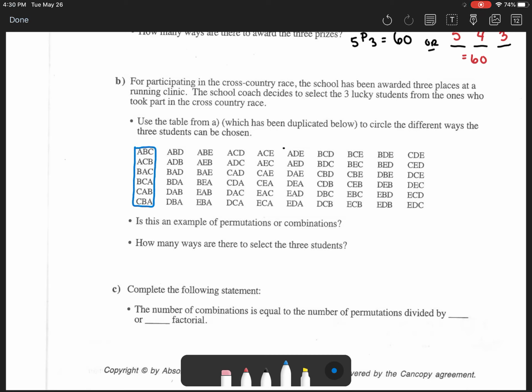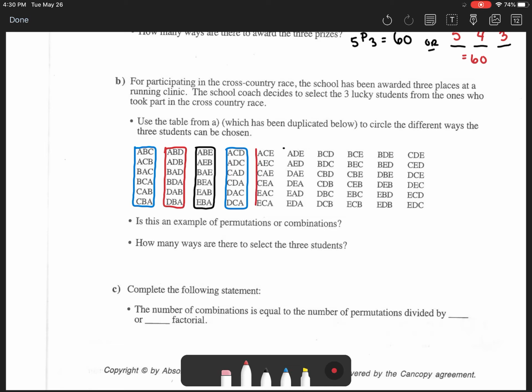So, for example, if you take a look at everything I'm kind of boxing in blue here, those are the same 3 students, A, B, C, A, C, B, B, A, C. It doesn't matter. Those are the 3 students that are going to go. It doesn't matter the order in which the coach would call their names to go to that running clinic. They get to go. Okay, this is another possibility. These are the runners A, B, and D. All of the ones in red there, those are the same 3 runners. All of the ones in black here, those are the same 3 runners, okay?